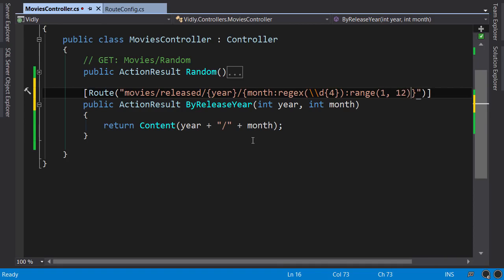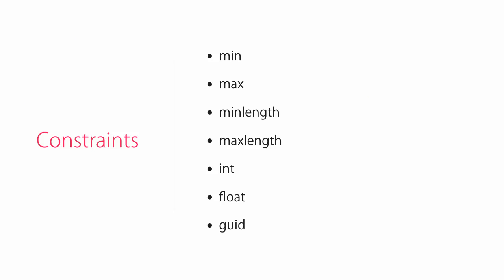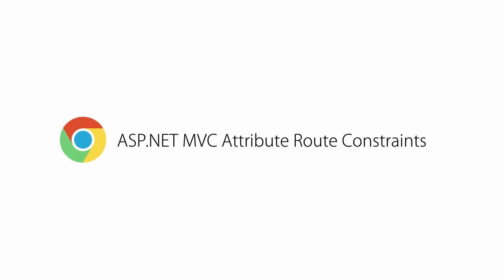So you see, attribute routes are more powerful. We also have a bunch of other constraints like min, max, min length and max length for strings, integer, float, GUID, and so on. You don't have to memorize any of these constraints. Just be aware that they're supported by the framework. If you need to apply constraints to your attribute routes, just Google ASP.NET MVC attribute route constraints.